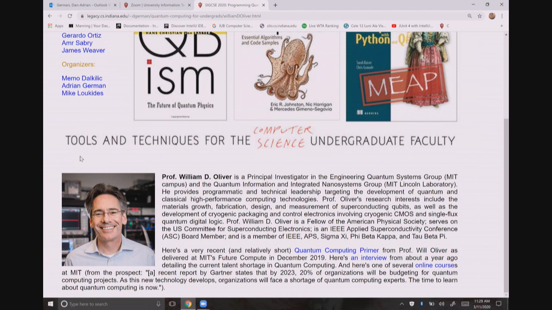Professor Will Oliver is a principal investigator in the Engineering Quantum Systems group on the MIT campus and the Quantum Information and Integrated Nanosystems group at the MIT Lincoln Laboratory. He provides programmatic and technical leadership targeting the development of quantum and classical high-performance computing technologies. Professor Oliver's research interests include the materials growth, fabrication, design, and measurement of superconducting qubits, as well as the development of cryogenic packaging and control electronics involving cryogenic CMOS and single flux quantum digital logic.